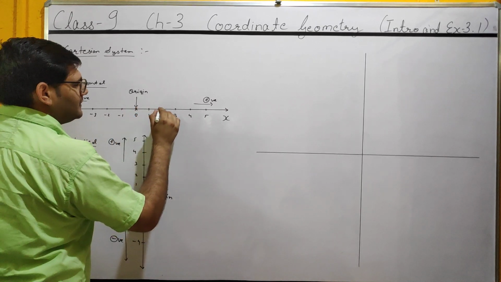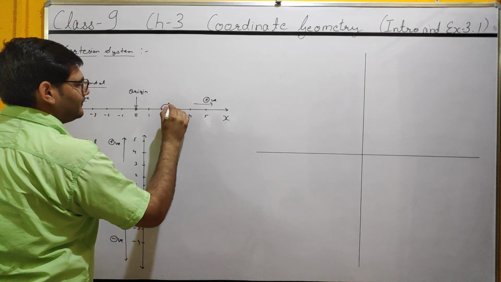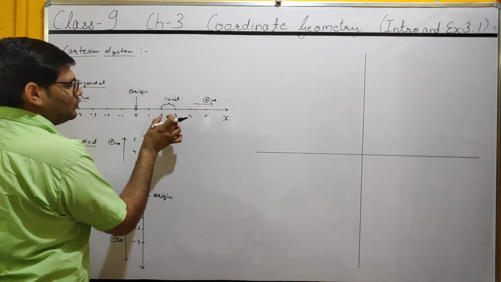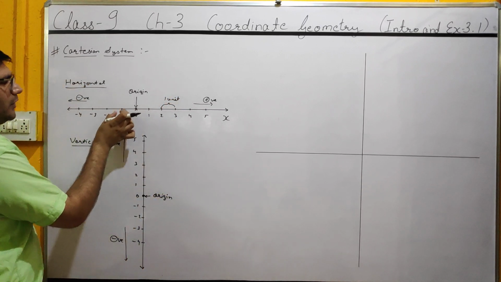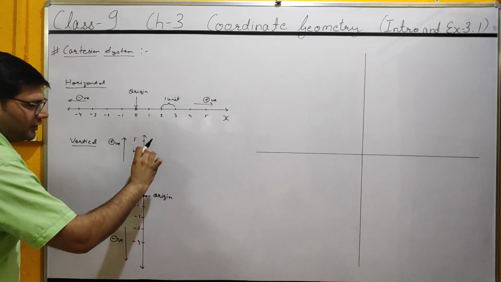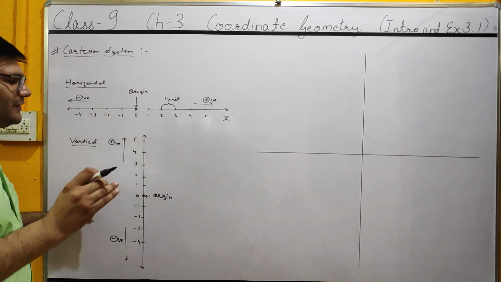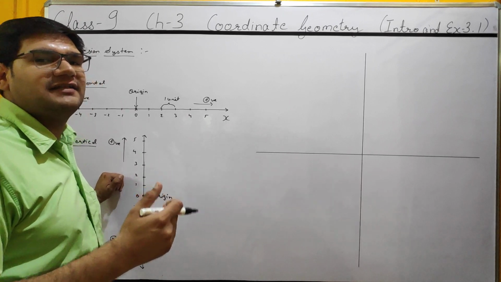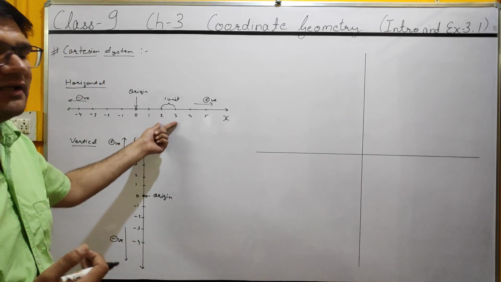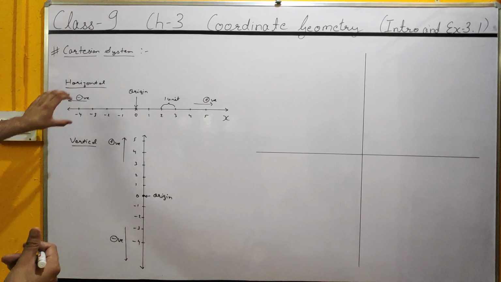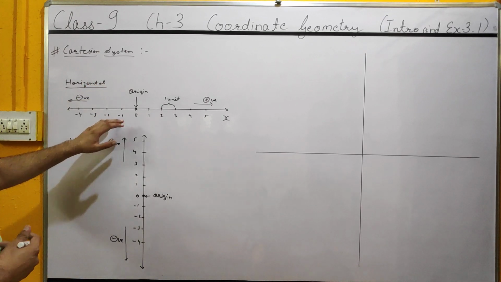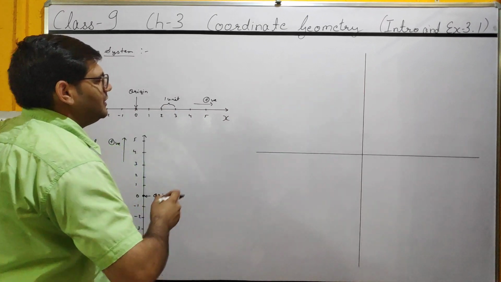If I say, what is the distance between these? It is 1 unit. So 1 unit, 1 unit, 1 unit, 1 unit, 1 unit, like this. Here also 1 unit, 1 unit, 1 unit. So one unit distance is there in between 2 consecutive points, which will come one after the other. So this is horizontal and this is vertical. Okay. In horizontal, towards the right side, each and every number is positive.